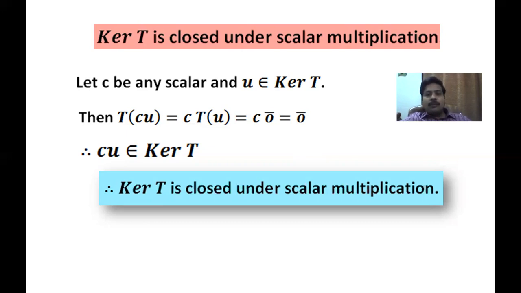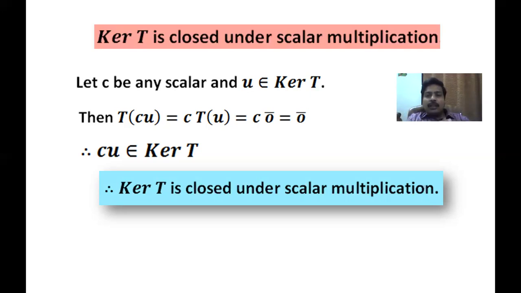First we prove that kernel T is a subset of V, since all the elements of kernel T are taken from V only. Next we prove that 0 belongs to kernel T. Here the 0 vector of V is in kernel T, since it is being mapped to the 0 vector of W.